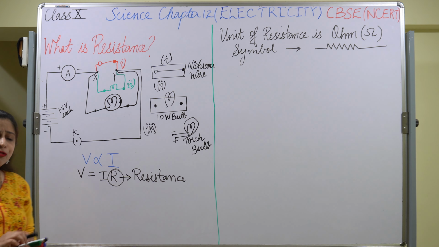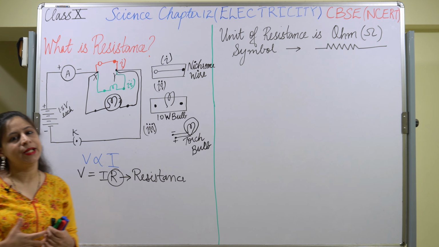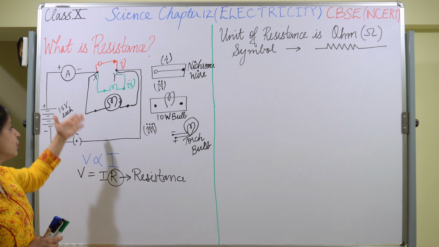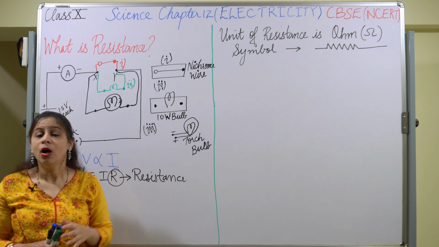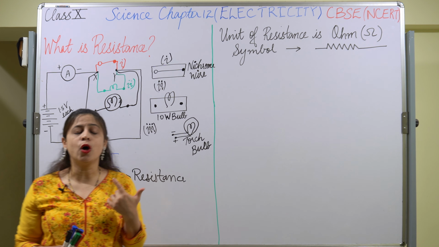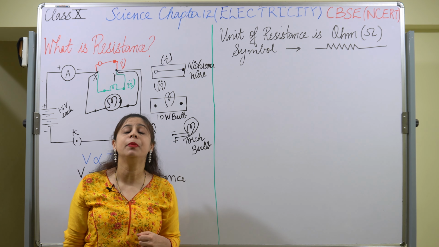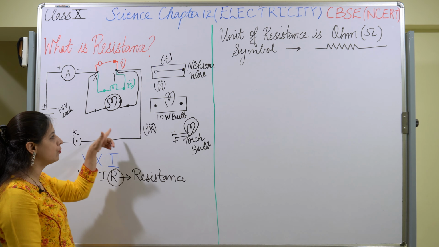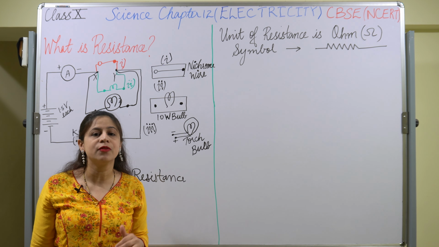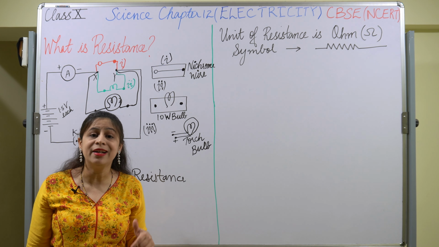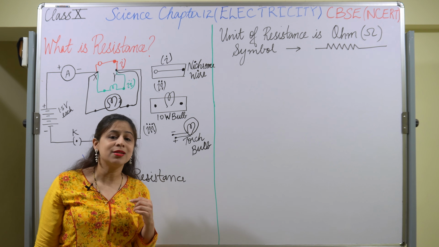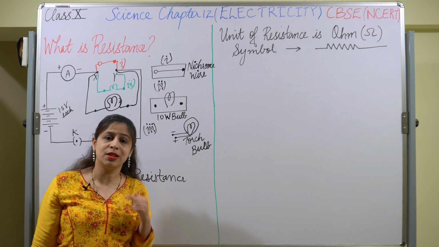We find that all the 3 readings are different. None of the readings match each other. Why did this happen? This happened because of the resistance. Each of the elements has a different resistance, and because of those different resistances, the reading of the current is different and the reading shown in the ammeter is also different.